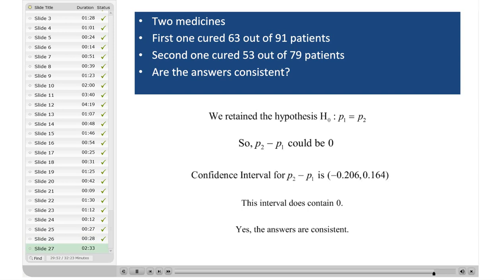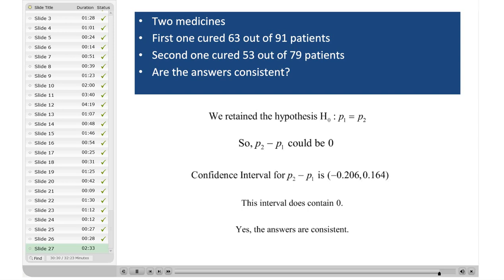Once again, we've taken the same data set and used it to perform a hypothesis test and to calculate a confidence interval. So we can ask the question, are our answers consistent? When we did the hypothesis test, we retained the hypothesis that P1 is equal to P2. It doesn't mean that we know P1 is equal to P2. What we're saying is we don't have enough evidence to reject that, and so in other words, P1 could be P2. Well, if P1 could be P2, then P2 minus P1 could be 0. That's what we can conclude from the hypothesis test.